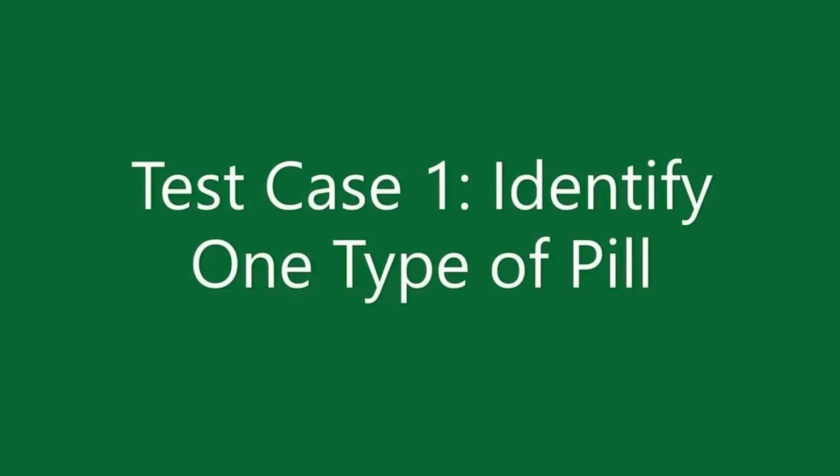So now we'll move on to test cases. We'll start with test case number 1. In this test case, we have to confirm that the system can input any number of one type of pill and identify correctly and count up on a counter.